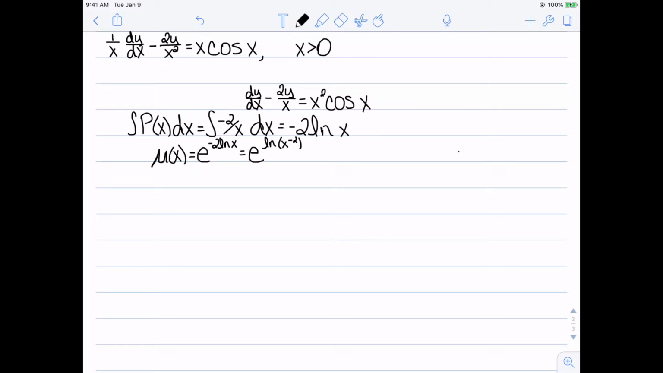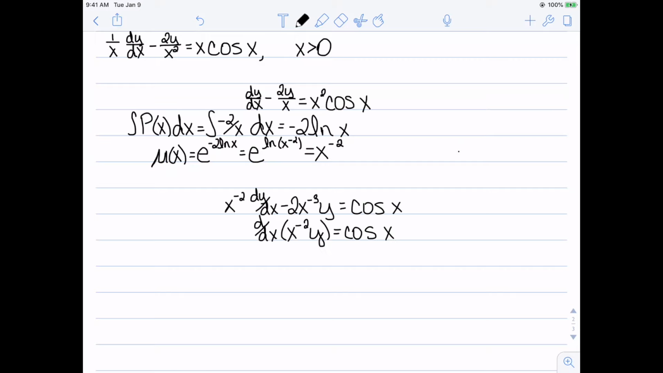Using properties of logarithms, we'll rewrite that as e to the ln of x to the negative 2. And then using the fact that e and ln are inverses, I just have that mu of x is equal to x to the negative 2. So our next step is to actually multiply our equation through by x to the negative 2. That gives us x to the negative 2 dy/dx minus 2x to the negative 3 y is equal to cosine x, which can be simplified to the derivative of x to the negative 2 y is equal to cosine x.